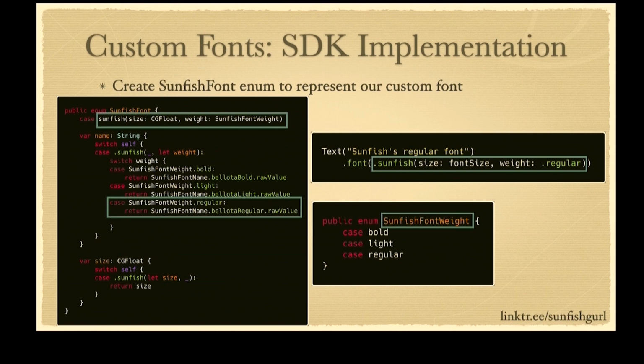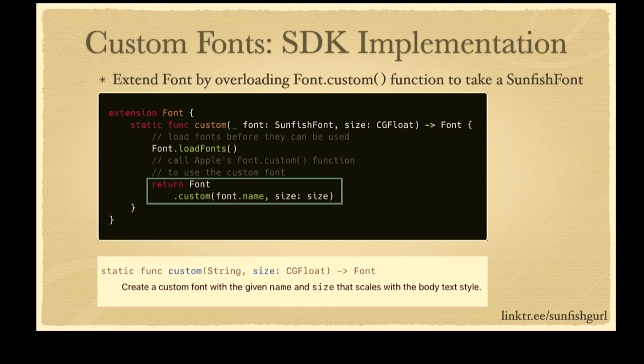So now we want to create a Sunfish font enum to represent our custom font. Sunfish font is an enum with associated values, size for font size, and Sunfish font weight to represent font weight. This enum is what allows us to type .sunfish into the .font view modifier for the text box. Notice that when we call sunfishFont.name and the font weight is regular, that returns the regular version of the Sunfish font.